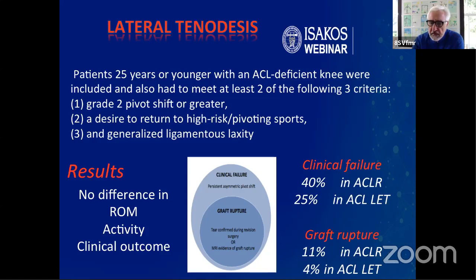Graft rupture was 11%, which is quite low. So they had 11% graft rupture, but they really brought it down to 4%. So I think the lateral tenodesis really saves the ACL, really helps the graft to heal. And in the high-risk patient, I think this is something that's really changed the way that we look at ACLs. I think you need to do one, and you need to know how you do a lateral tenodesis. There are many different techniques, and there are some that are not so good, but I'm just going to take you through the one that I do.